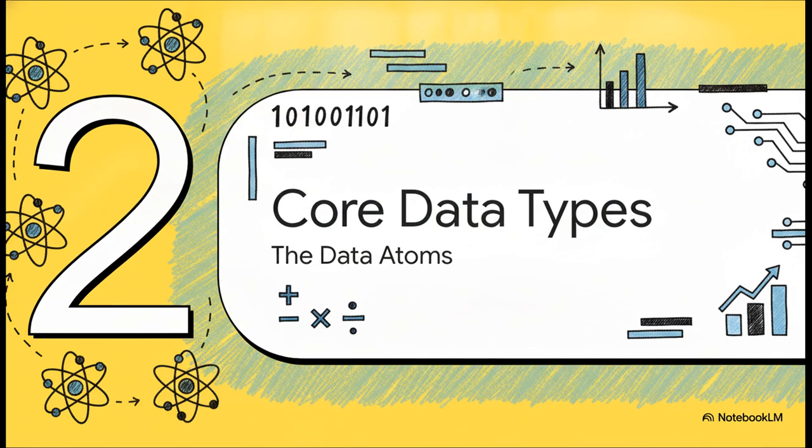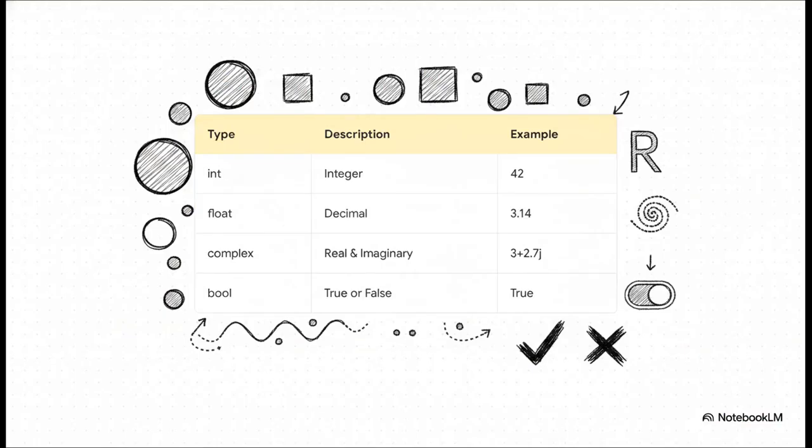Moving on to Section 2, core data types. These are the built-in numeric forms Python uses behind the scenes to actually make your calculations work. Here's a quick snapshot of the primary numbers powering your logic. We've got standard integers and floating point decimals, and Python handles their memory limits totally invisibly. This means your numbers can scale up as large as your machine allows without breaking a sweat.